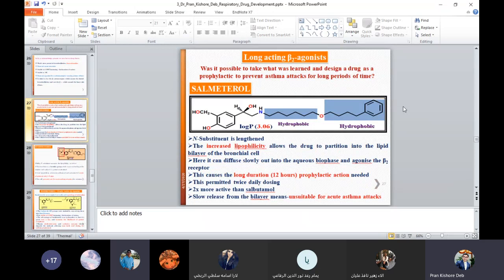So when you give it by inhalation, in the lungs itself it will get entrapped because of the high lipophilicity. It will get entrapped inside the bronchial cell membrane, and from there it will release slowly and bind with the beta 2 receptor. And it is stable to both COMT and sulfokinase.